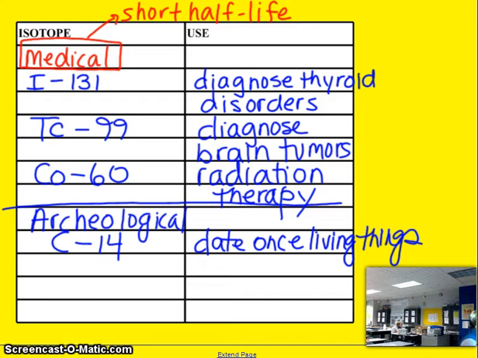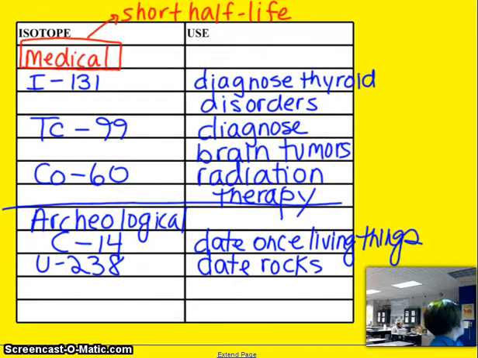And uranium-238 is used to date rocks. So to find out, for example, how old the Earth might be in a particular area.